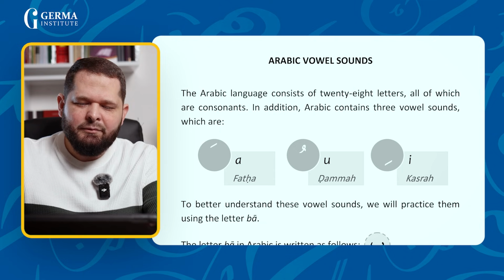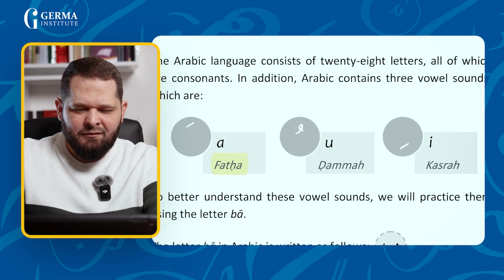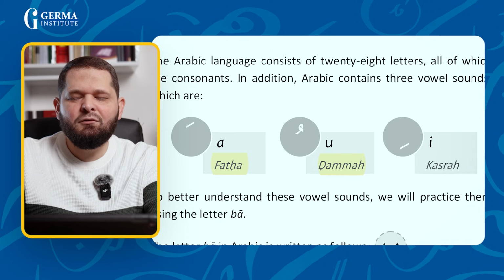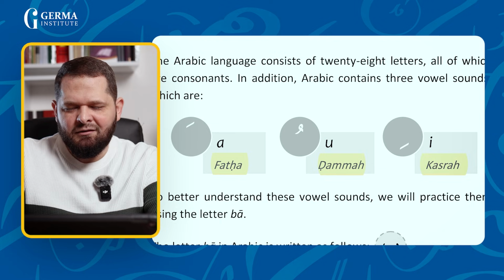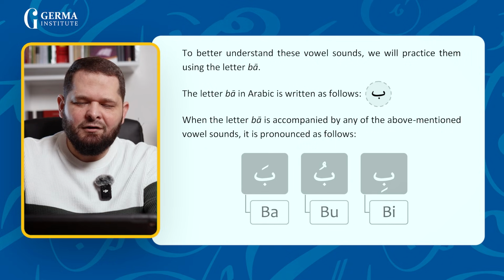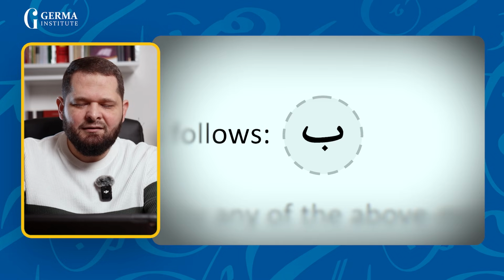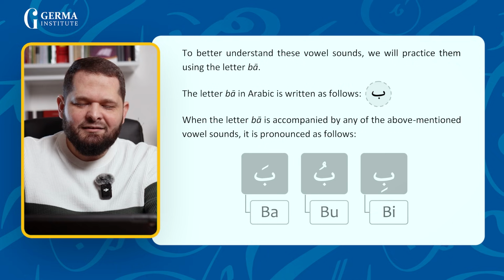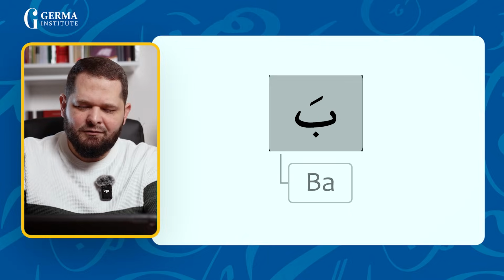In addition, Arabic contains 3 vowel sounds which are fatha, read as a, dhamma, read as u, and kasra, read as e. To better understand these vowel sounds, we will practice them using the letter ba. The letter ba in Arabic is written as follows. When the letter ba is accompanied by any of the above-mentioned vowel sounds, it is pronounced as follows.